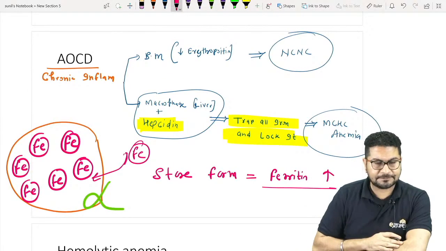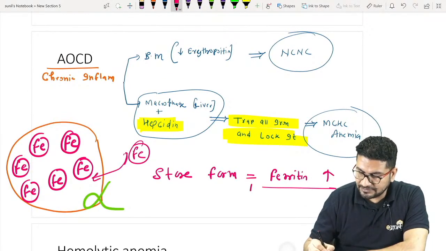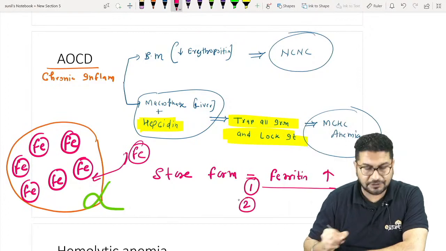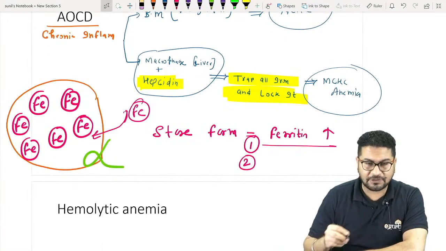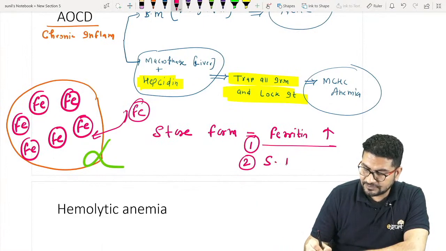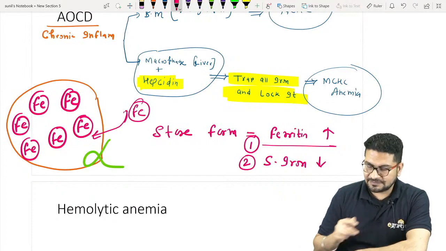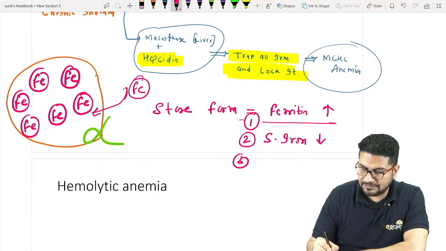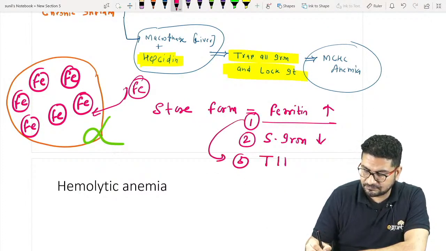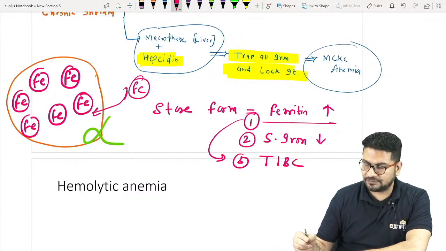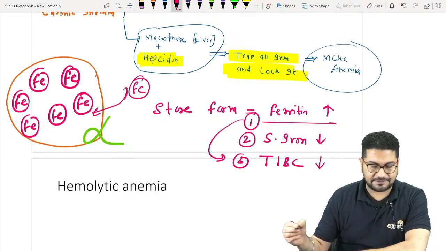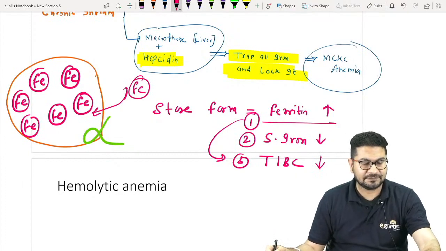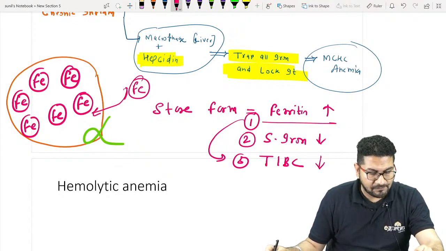Store form will increase, right? But we cannot utilize the iron. That iron means the transporting form, or serum iron. Serum iron is decreased, and I told you ferritin is inversely proportional to TIBC. So TIBC will decrease. Am I clear, guys? TIBC will decrease.